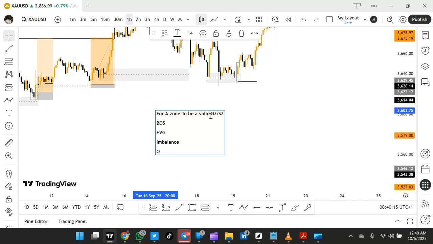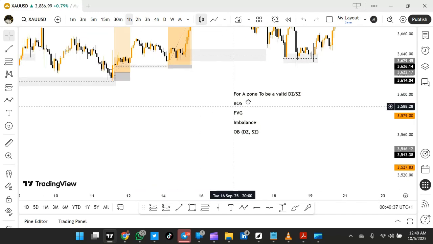And then the order block itself, or the OB, which is either your demand zone or your supply zone. So all these things have to be in place before you can call a zone either a demand zone or a supply zone. A demand zone is like your buying zone. Your supply zone is always at the top. That's your selling zone.